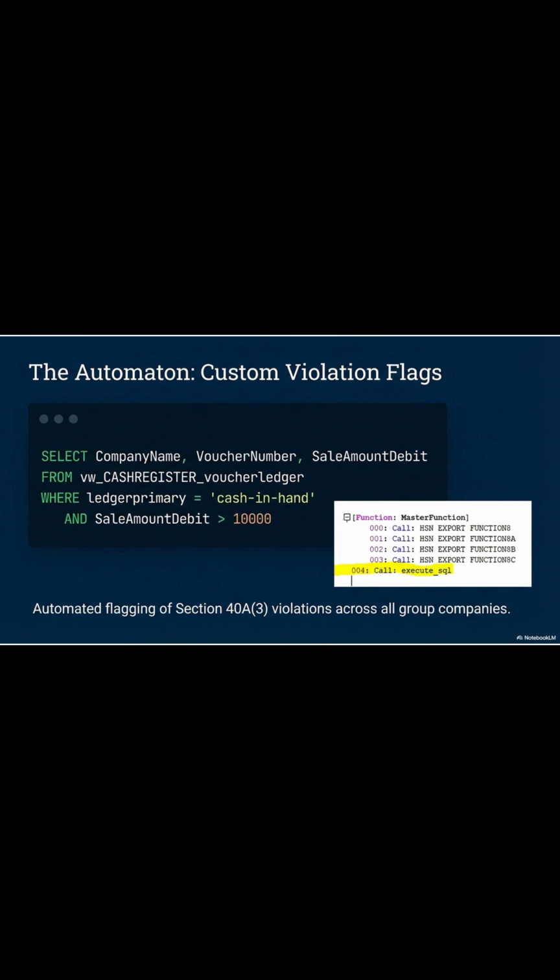The sources mention Clause 34 of Form 3CD, the TDS audit, and they explicitly mention multiple companies. Yes, this is where the SQL aspect really shines. Imagine you are the CFO of a group with 10 different subsidiaries. You have 10 different Tally data files. That is a nightmare scenario.